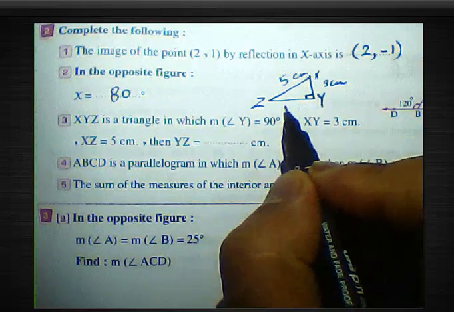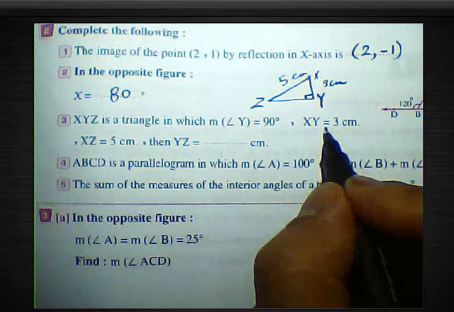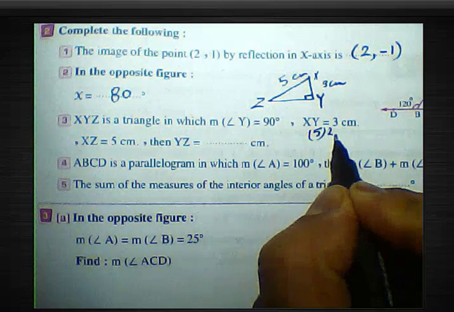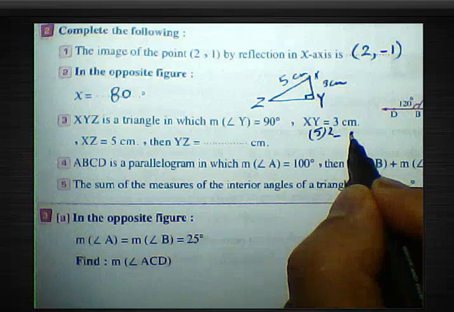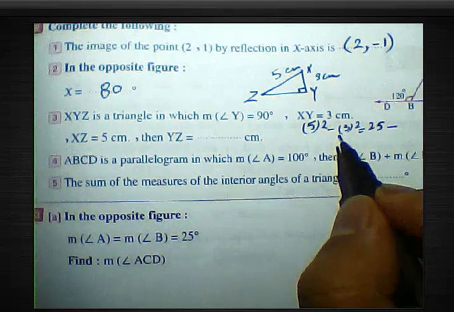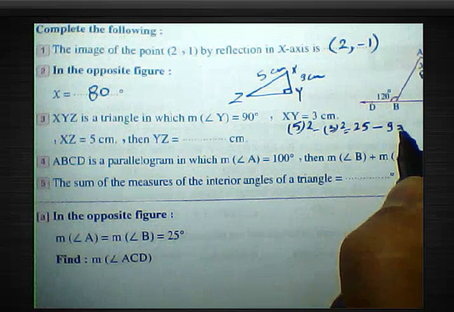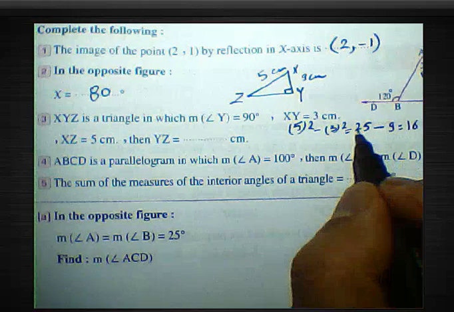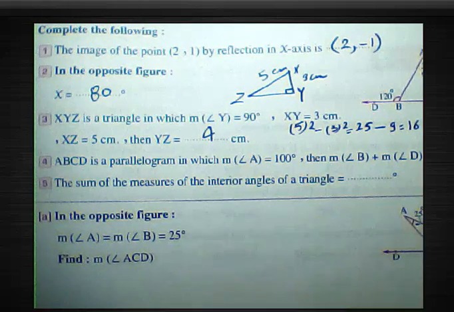To find ZY by using the Pythagorean theorem, hypotenuse here 5 power 2, subtract the side here 3 power 2. It will be 25 subtract 3 power 2 equal 9. The result will be 16, and then you can find the square root of 16, it will be 4 centimeters.